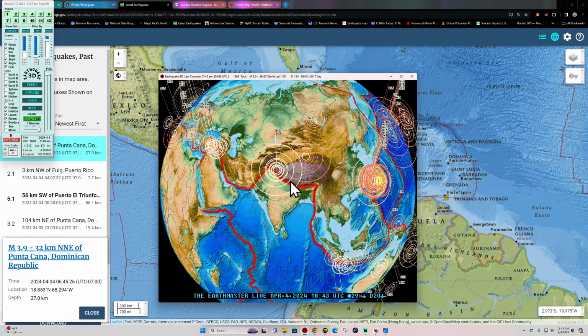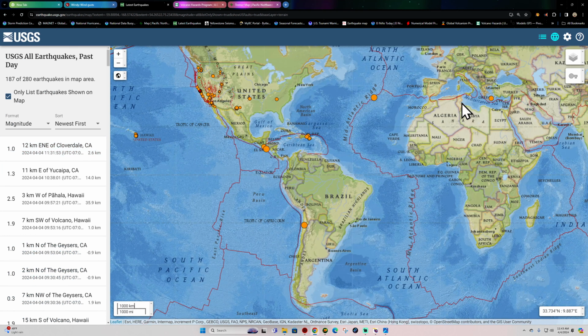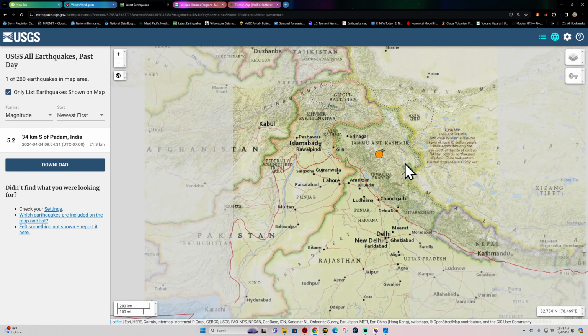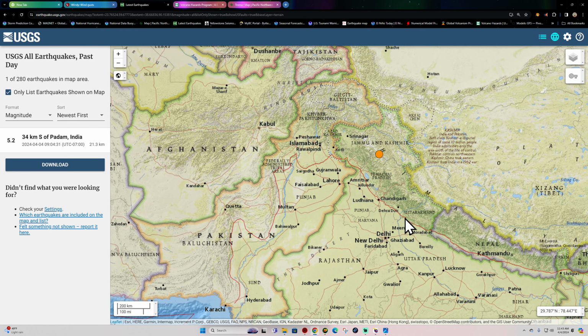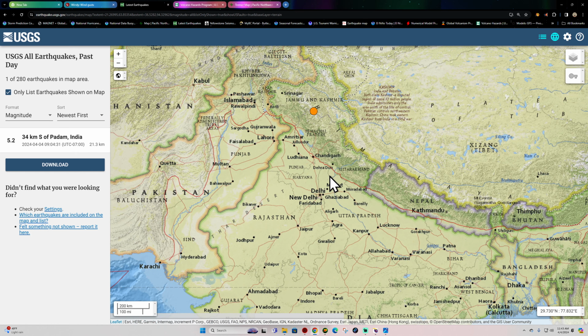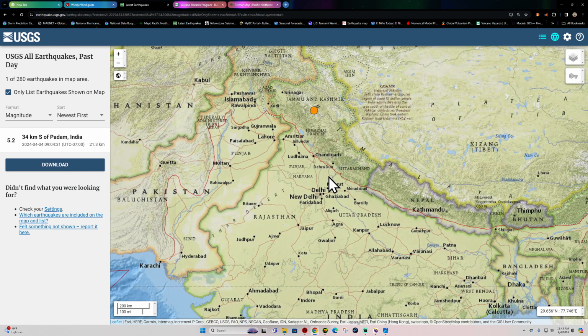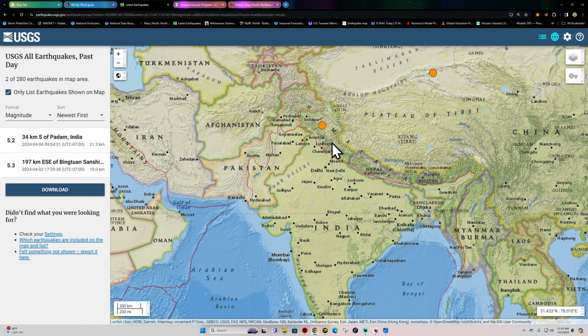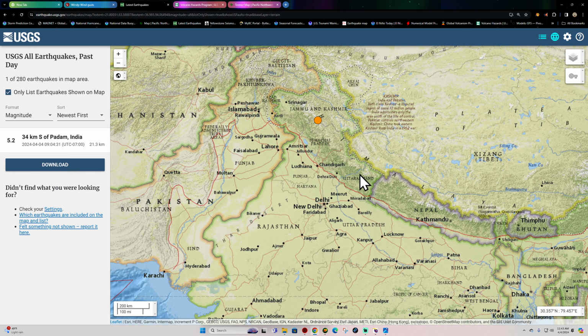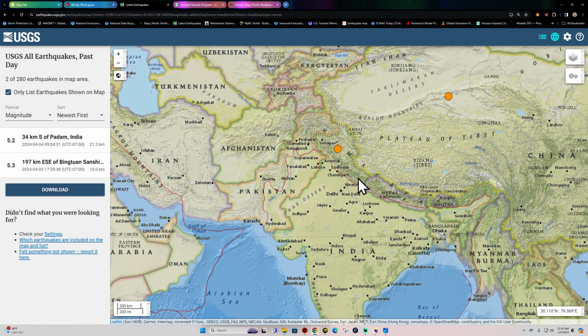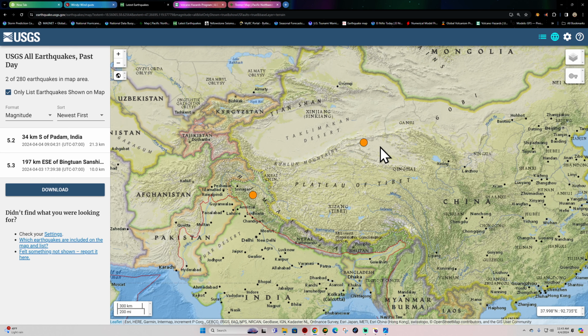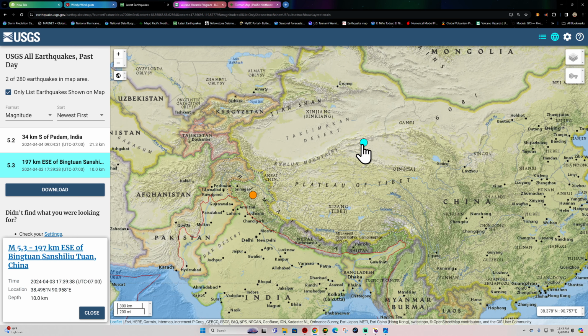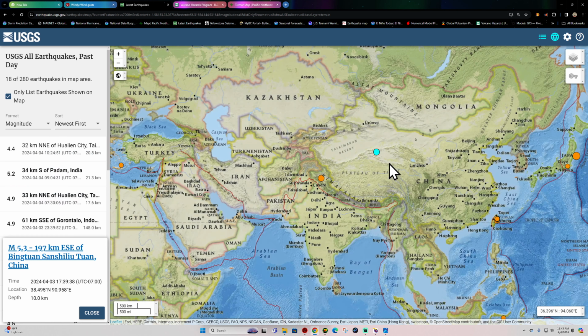There's activity out here across the Himalaya range. Let me see what we got. It does look like that's into a portion of India up here. Far northern side of the Himalayas, it looks like. 5.2. Some earthquake activity in China last night. Way up there.